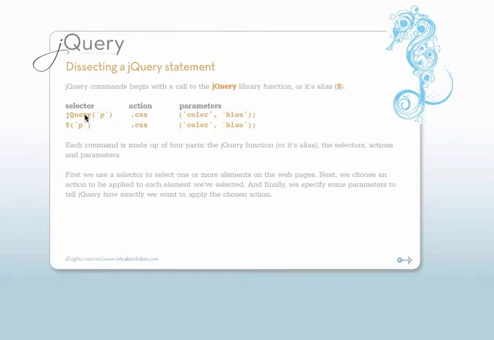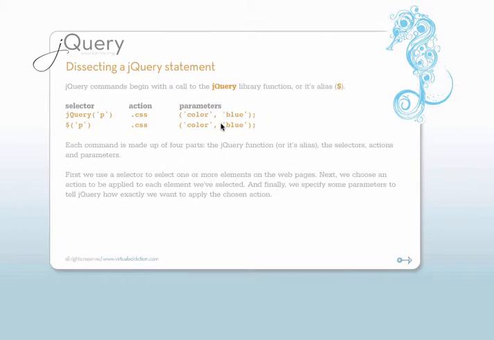We already know about the jQuery function. Let's look at each of the other elements in turn. First, we use a selector to select one or more elements on the page. Next, we choose which action is to be applied to each element we've selected. We'll see more actions as we implement effects throughout this course. And finally, we specify some sort of parameter to tell jQuery exactly how we want to apply the chosen action. Whenever you see jQuery code, try to break it up into these component parts. It'll make it a lot easier for you to comprehend when you're just starting out.